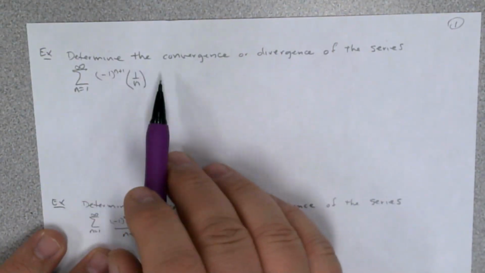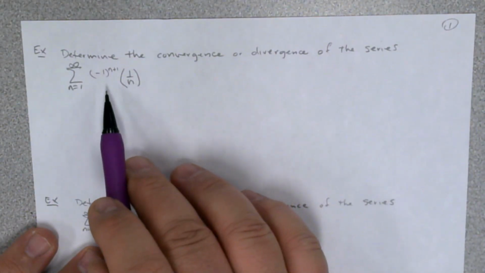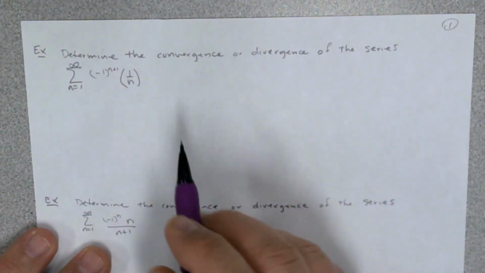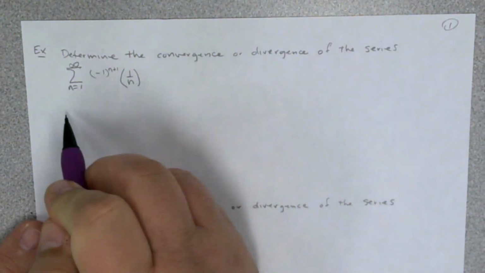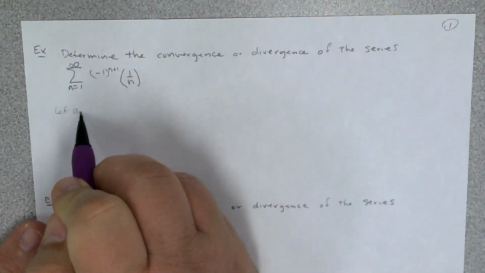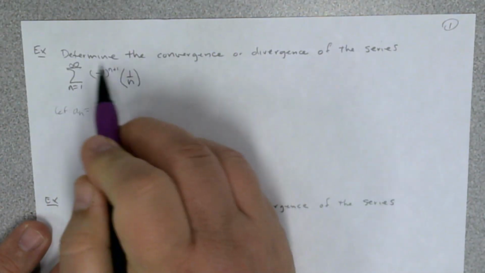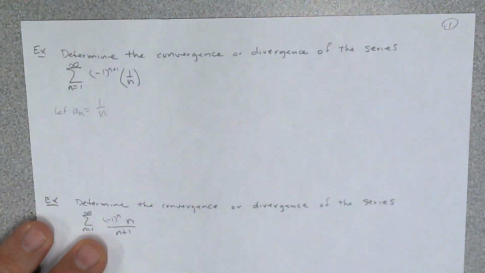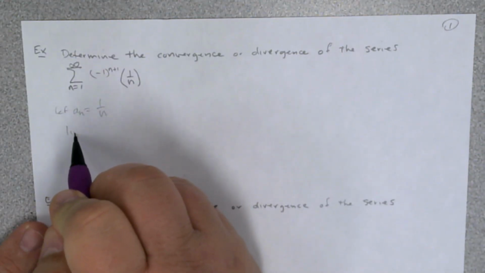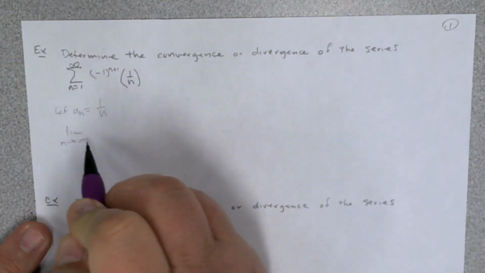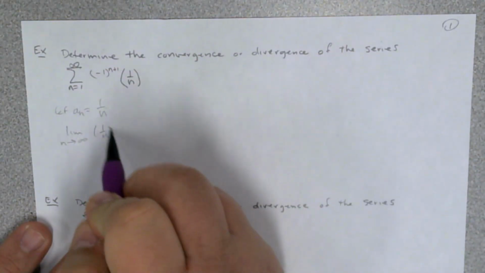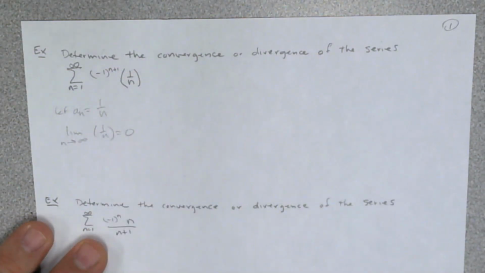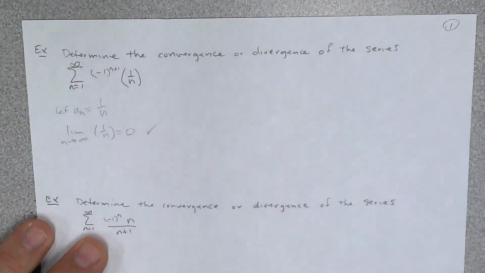So here's our first example right here. Determine if this converges or diverges. The first thing you want to do is tell me what a sub n is. So we're going to let a sub n be equal to everything in here except for the alternating part. So this would be 1 over n. So we have to check our condition. Is the limit as n goes to infinity of 1 over n equal to 0? Yep, and we're good there.